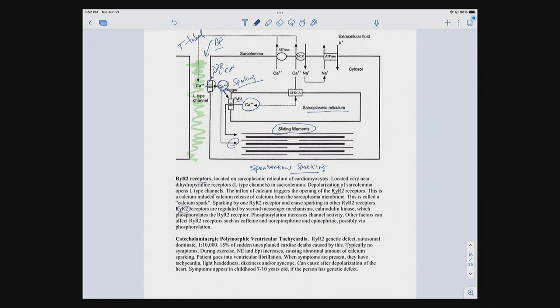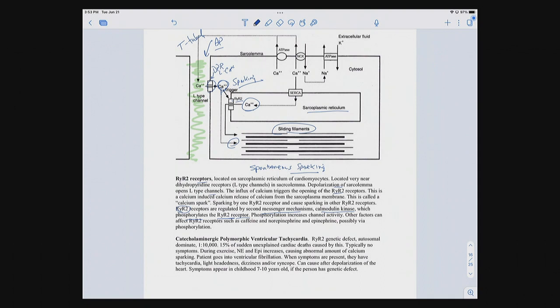These RYR2 receptors can be regulated by second messenger systems and mechanisms such as calmodulin kinase, which can phosphorylate the RYR2 receptor. Again, I'll make this point over and over again, that all of these major functional units, whether it's a receptor or a pump, is subject to regulation by various cellular processes, whether it be by G proteins or phosphorylation or dephosphorylation, etc. So all of these can be controlled and modulated.